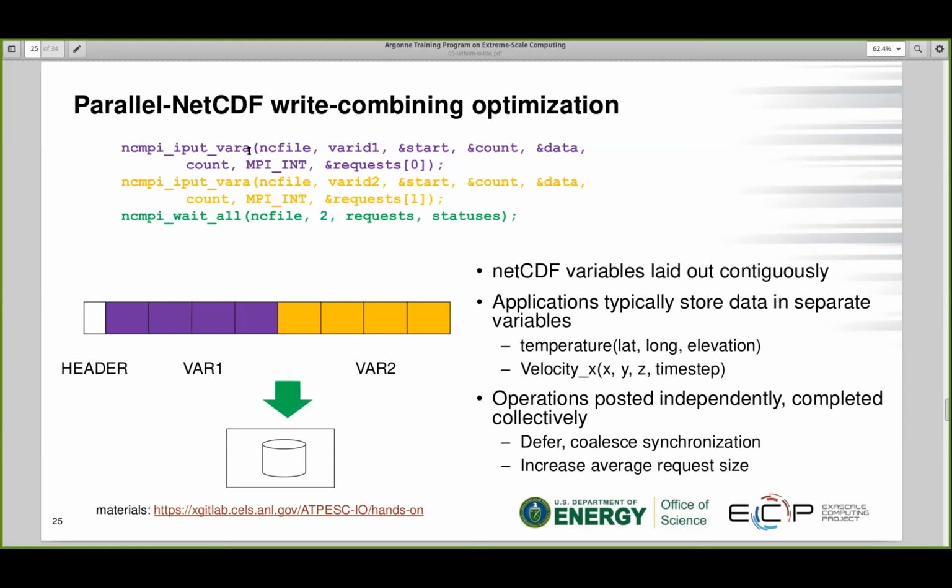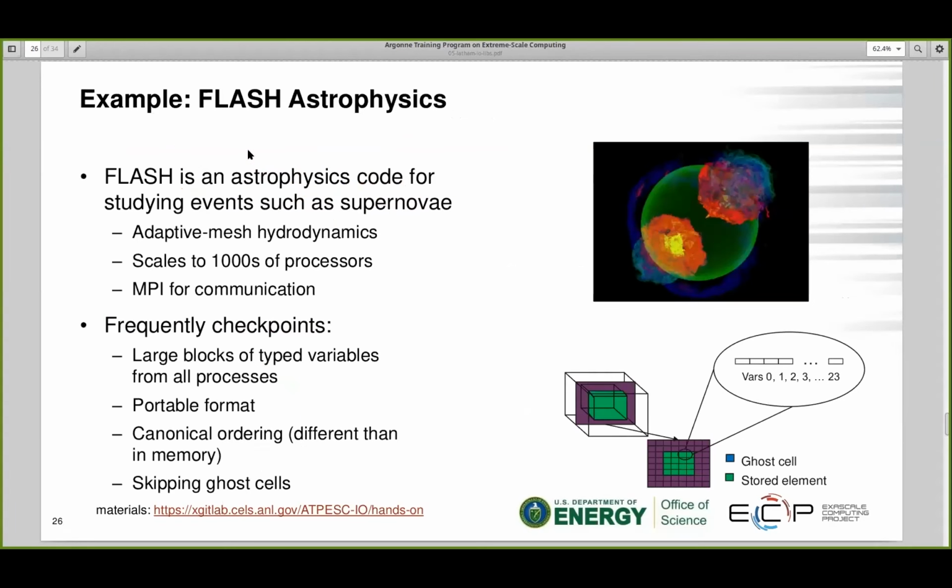And so what will often happen if you do this is you will combine all those operations into a larger I/O request. You won't pay any coordination or synchronization costs until later, and you'll end up with a much more friendly request for the file system. And this can result in some pretty nice performance gains.